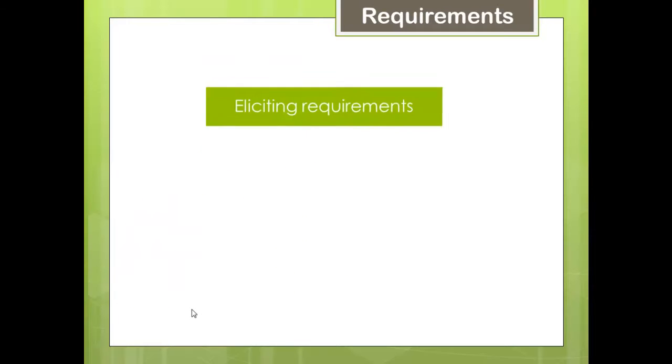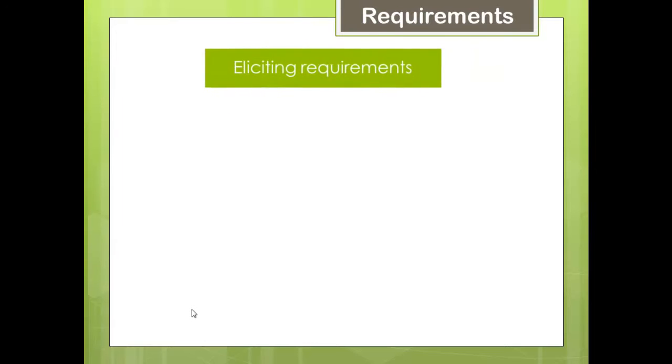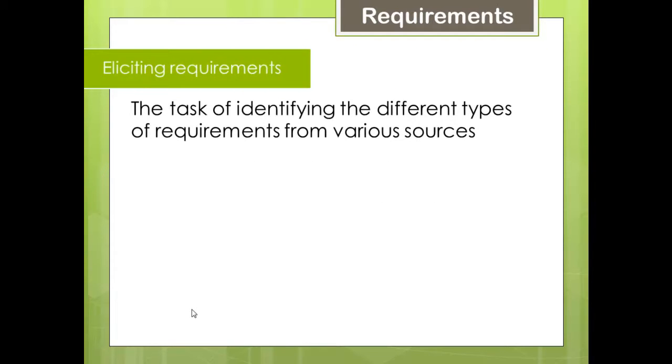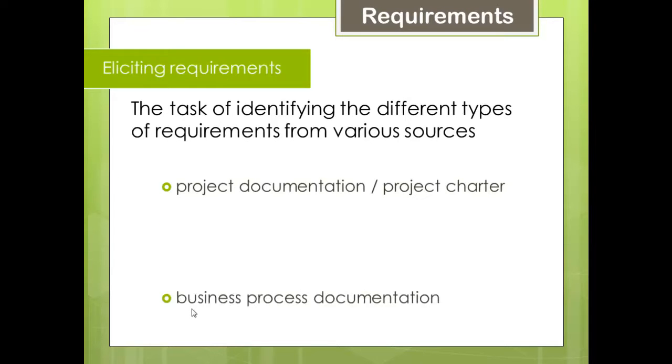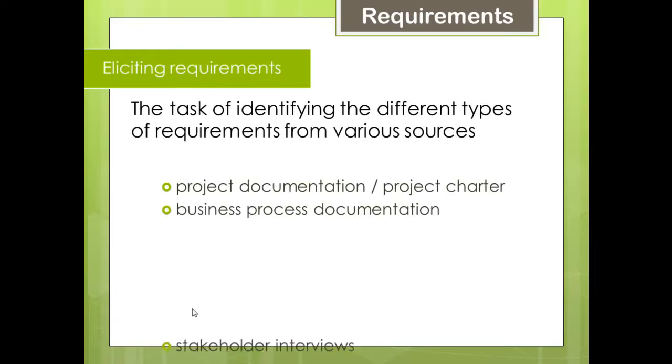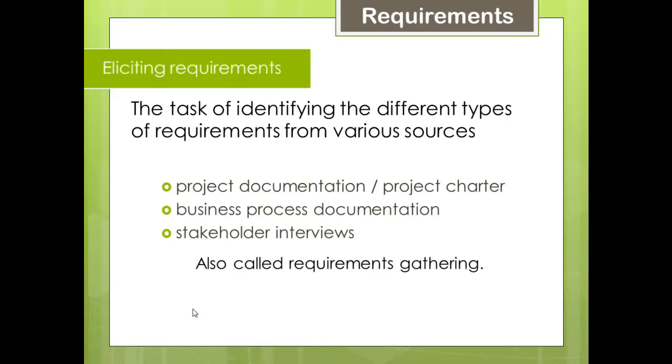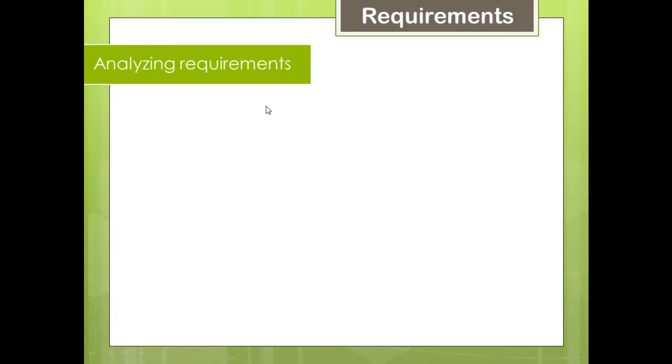Okay? What is eliciting requirements, or also called requirements gathering? The task of identifying different types of requirements from various sources. Sources can be project documentation, project charter, business process document, stakeholder interviews, things like that. A lot of it in the entry level, we'll call it. So eliciting requirements is also called, or normally used as, requirements gathering. Analyzing requirements.